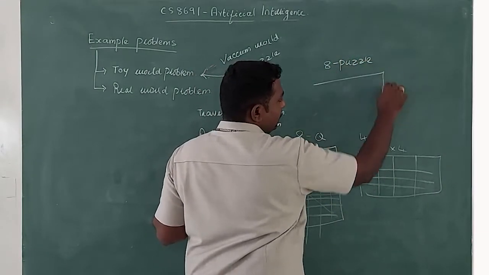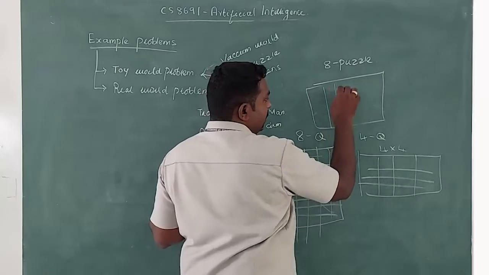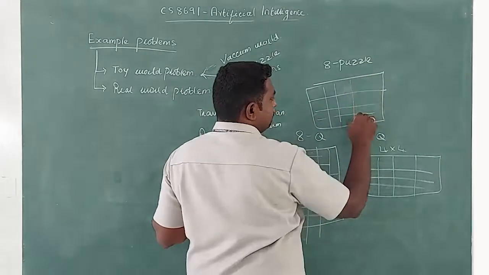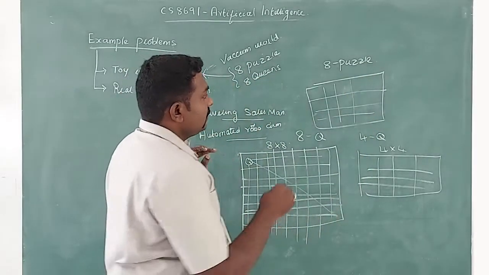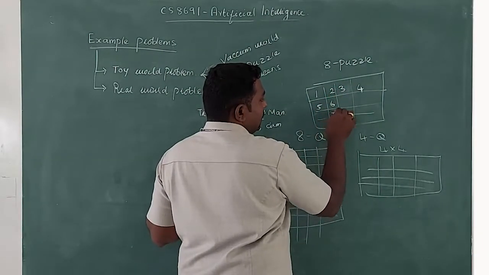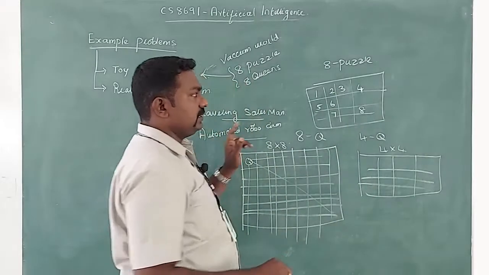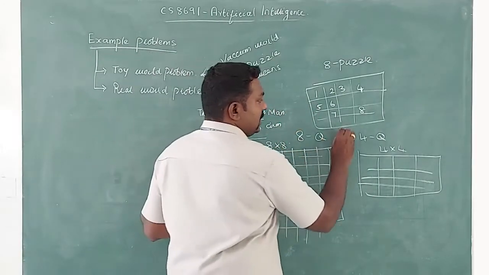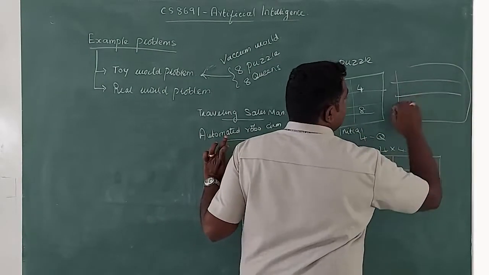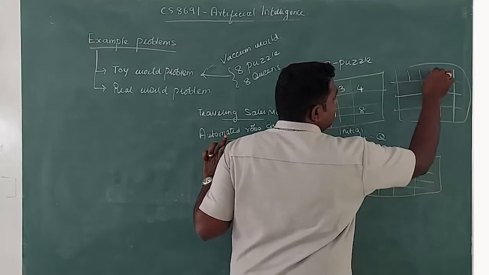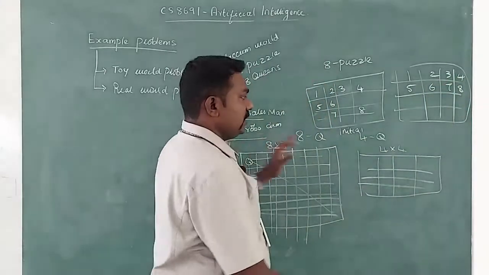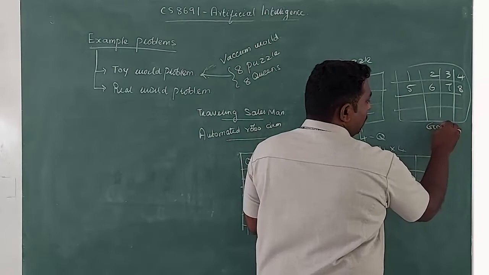So in the 8 puzzle problem, this will be the initial state, where it is a 4 cross 4 matrix. Or you can even have it as 3 cross 3. The problem is that the numbers will be arranged in different order. So this is the initial position. What you have to do is arrange the boxes in such a way that they are arranged in this order. So this is the initial position and this is the goal position.